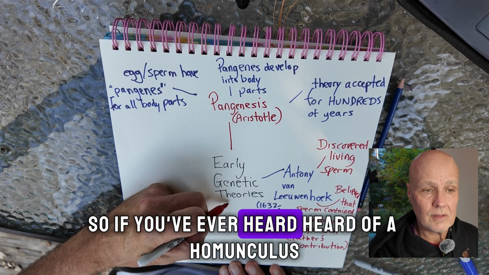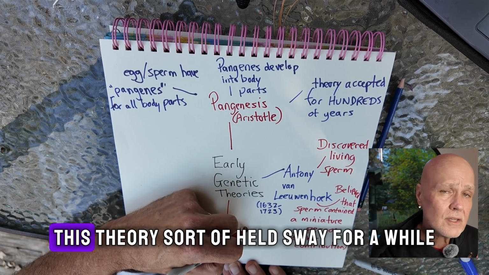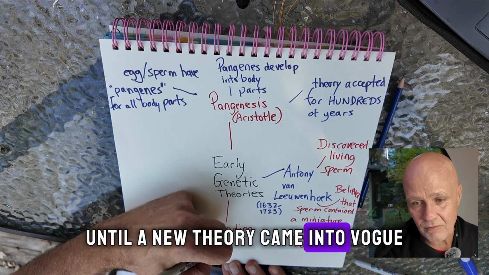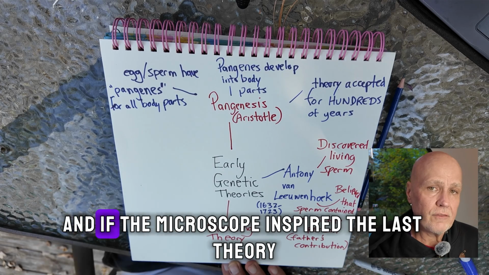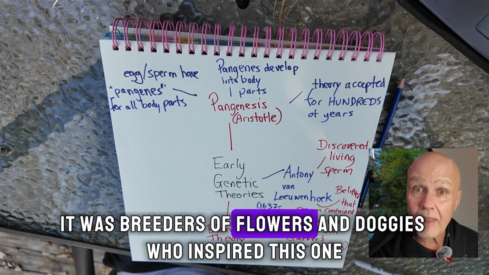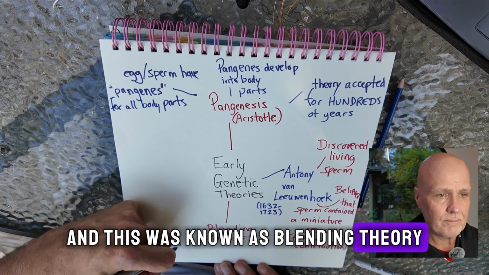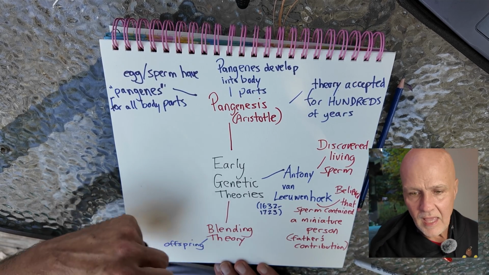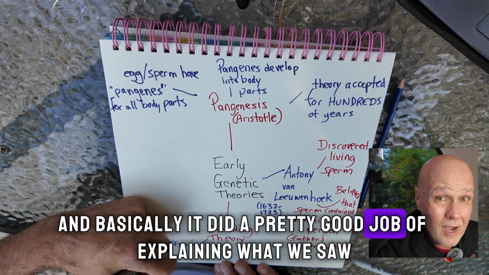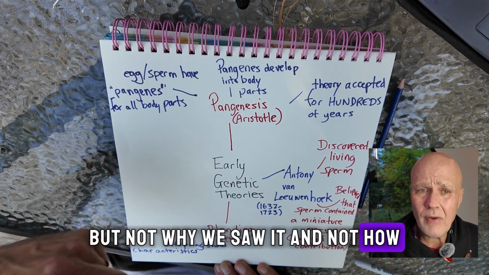So if you've ever heard of a homunculus, it can mean a number of different things. This theory sort of held sway for a while until a new theory came into vogue. And if the microscope inspired the last theory, it was breeders of flowers and doggies who inspired this one, and this was known as blending theory. It was popular in the 1800s. And basically, it did a pretty good job of explaining what we saw, but not why we saw it, and not how it happened in all ways.